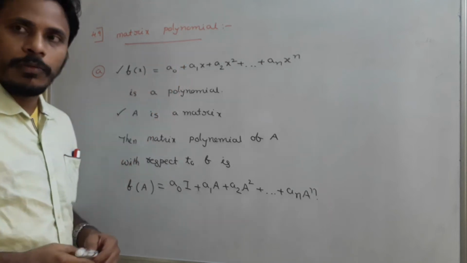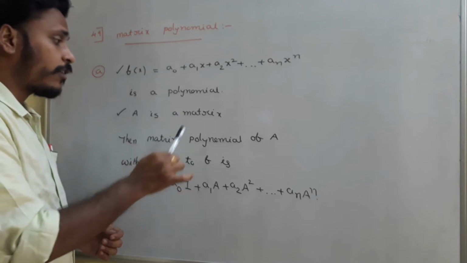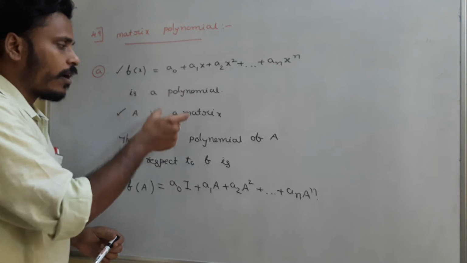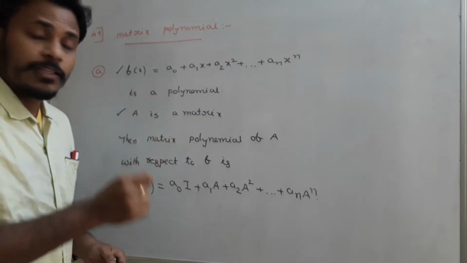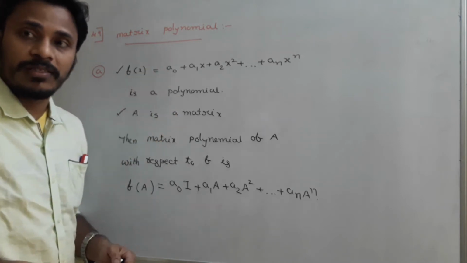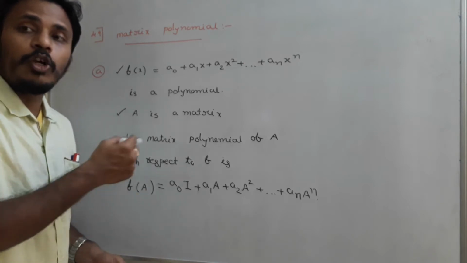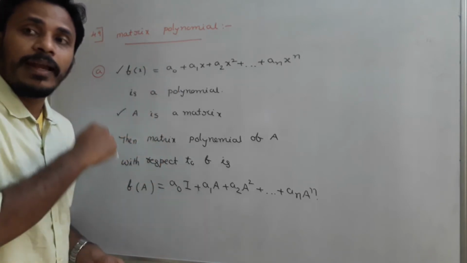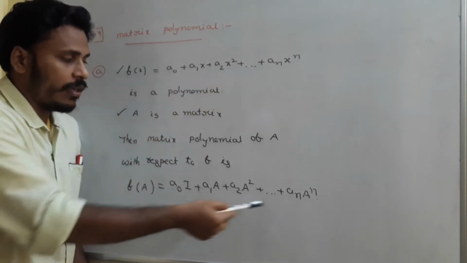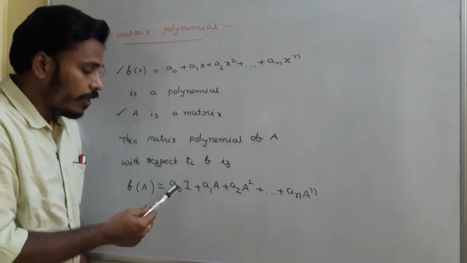If f of x is a polynomial and A is a matrix, then the matrix polynomial of A with respect to f is simply f of A. That is, I have a polynomial and I have a matrix. F of A means we need to replace the variable x with the matrix A. While replacing x with A, the constant term of the polynomial, a0, becomes a0 times the identity matrix.